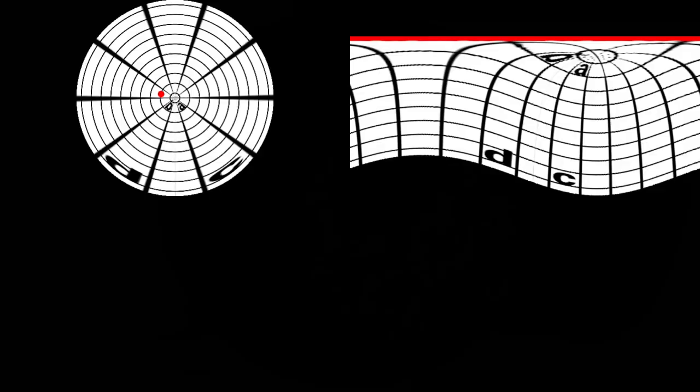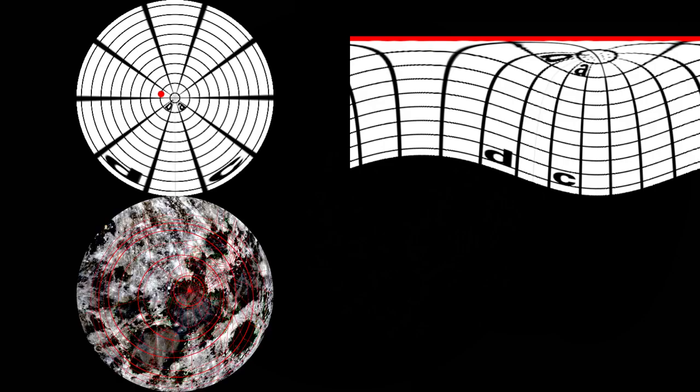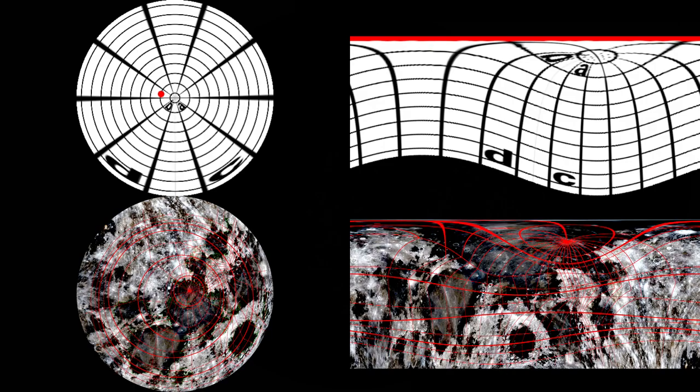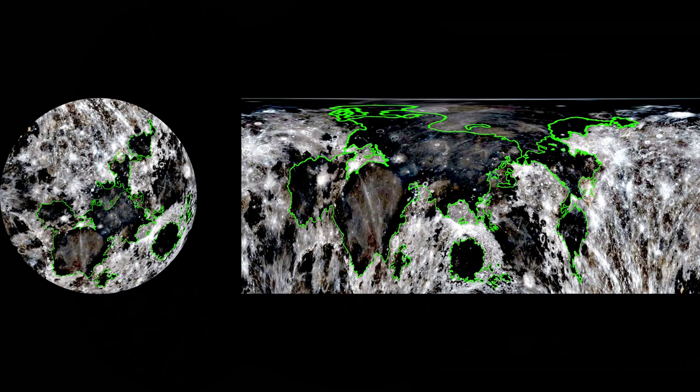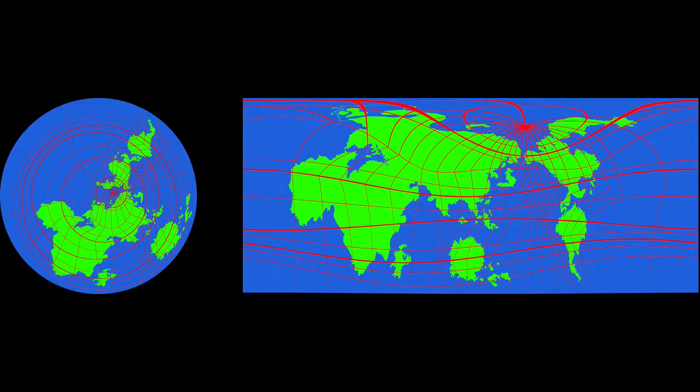Let's revisit the off-center polar to cylindrical conversion to convert our polar moon image into a cylindrical one. Apply continental boundaries. Apply coordinate system. Color the land green and the water blue.